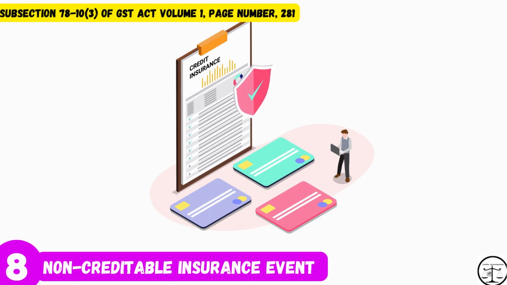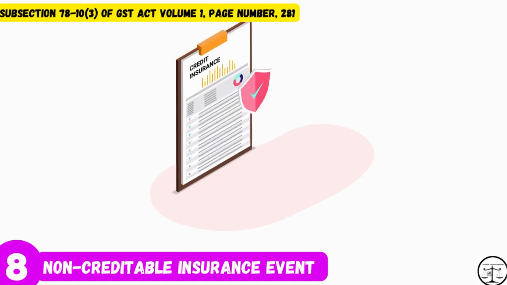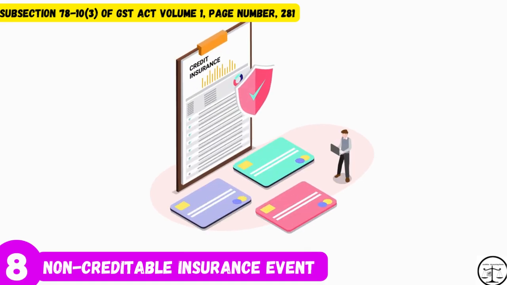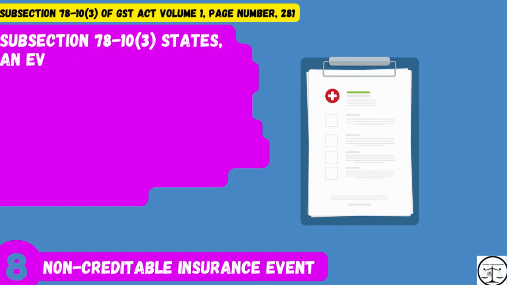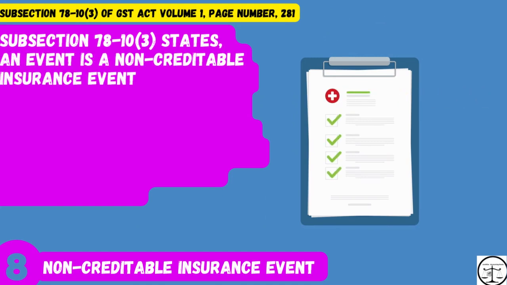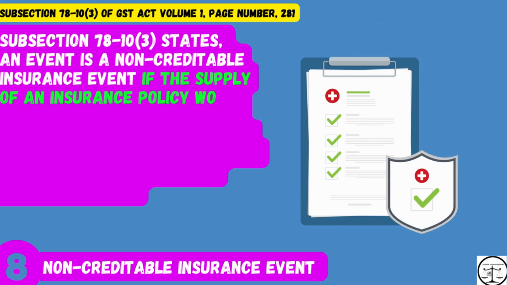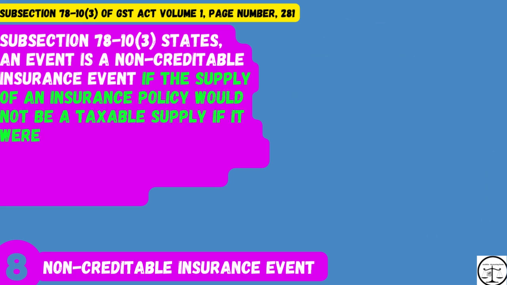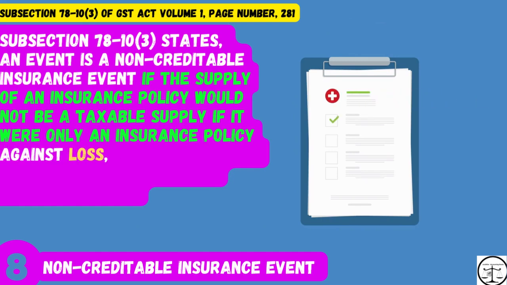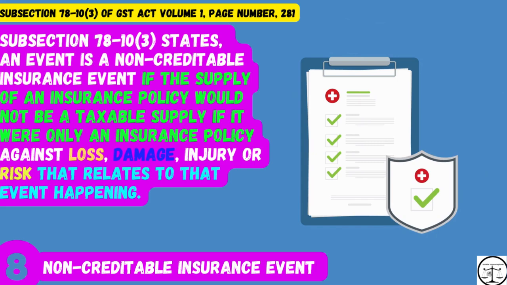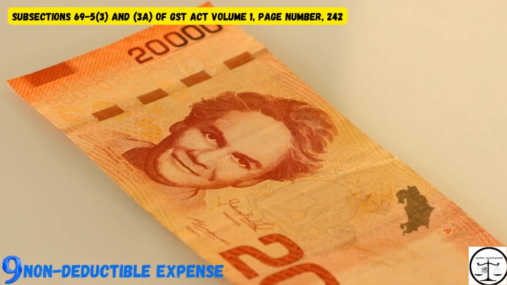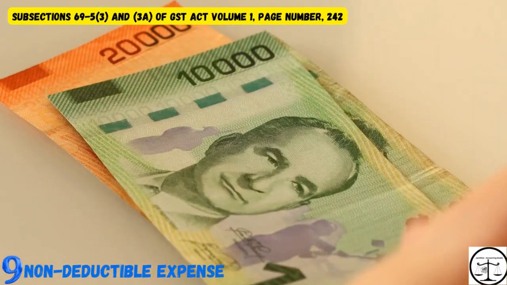Next word. Word number 8. Non-creditable insurance event has the meaning given by subsection 78-10(3). That is subsection 78-10(3) of GST Act Volume 1, page number 281. Subsection 78-10(3) states: An event is a non-creditable insurance event if the supply of an insurance policy would not be a taxable supply if it were only an insurance policy against loss, damage, injury, or risk that relates to that event happening.